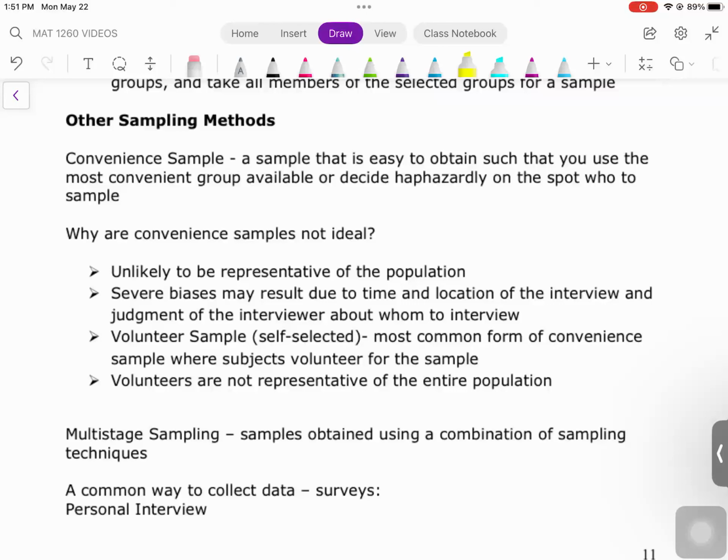Other sampling methods: we have the convenience sample, a sample that is easy to obtain, such that you use the most convenient group available or decide haphazardly on the spot who to sample.